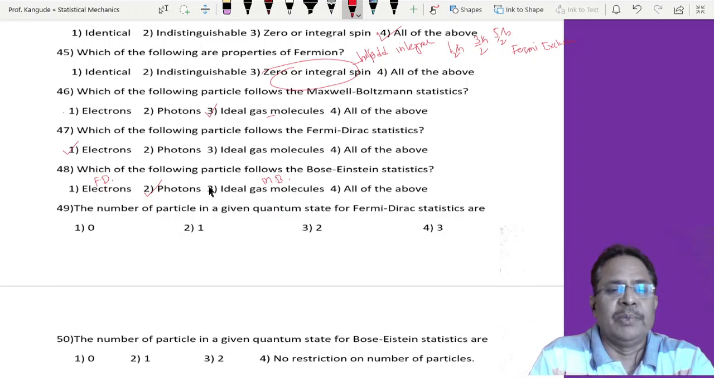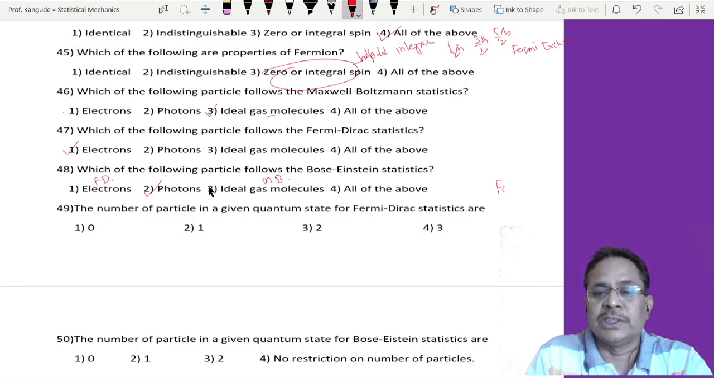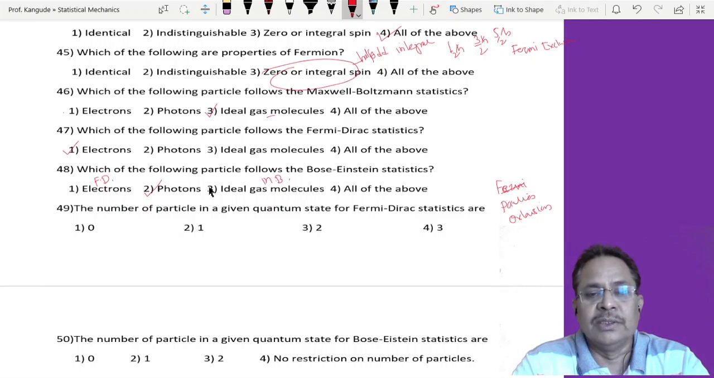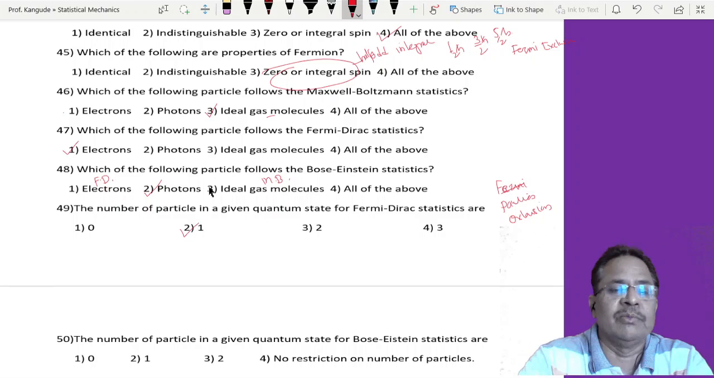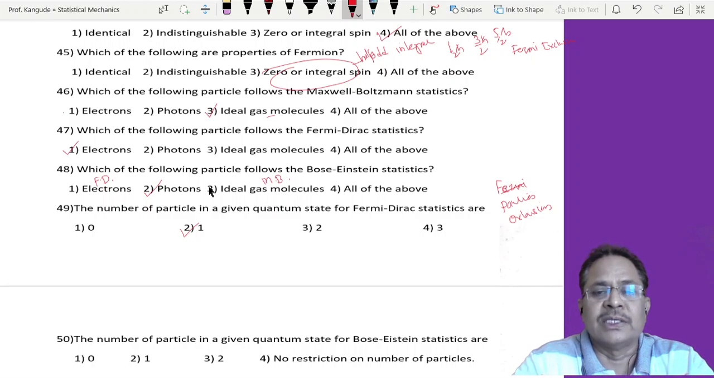Then question number 49. The number of particles in a given quantum state for Fermi-Dirac statistics is, again here, the particles which obey or get distributed according to Fermi-Dirac statistics. These particles have to satisfy the principle which is called Pauli's exclusion principle. And that principle states that only one particle can stay in any given energy state, and that's why 2 is the correct answer for question number 49. That principle tells that in any accessible energy state, only one fermion can occupy that state. So that is called Fermi's exclusion principle. So the particles obeying Fermi-Dirac statistics have to obey Pauli's exclusion principle too.